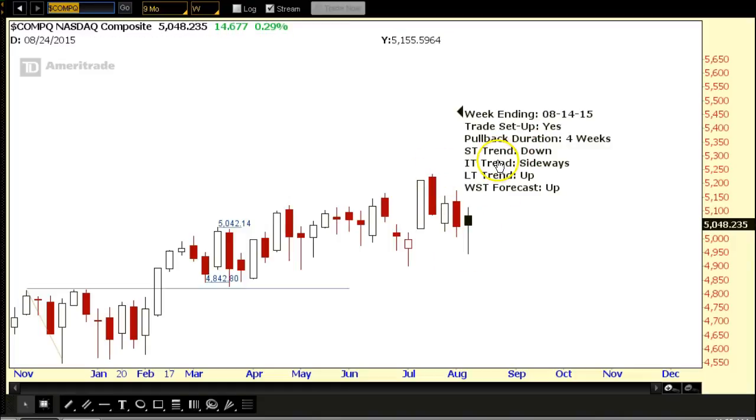The intermediate term trend, meaning 6 months, is up. Okay, if we looked at the 6-month chart, that's what we'd see. And then the long-term trend right here is up. And by long-term I mean 9 months or more. Back to the intermediate term trend, that means between 1 month and 9 months, at least the way we kind of view things. So anyways, that's what this particular index looks like.